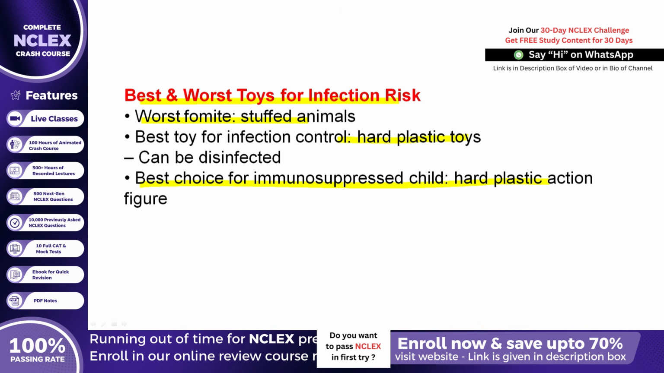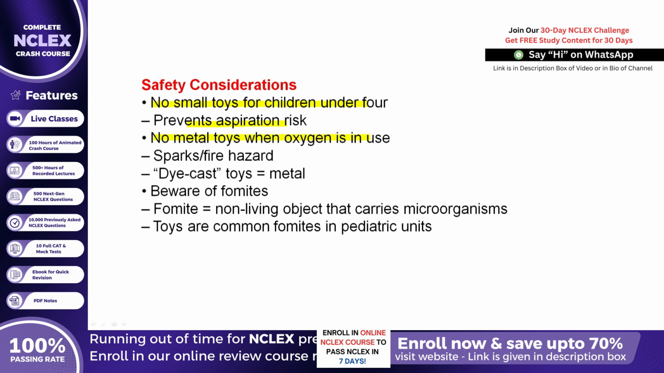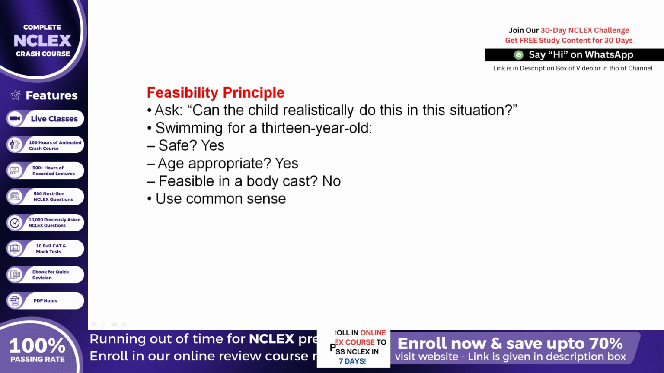Now, let us move on to the feasibility principle, which simply asks, can the child realistically do this in this situation? When we consider swimming for a 13-year-old, we can say it is safe, yes. We can also say it is age-appropriate, yes, but it is not feasible in a body cast, and that is the key decision point. So always remember to use common sense when applying feasibility.